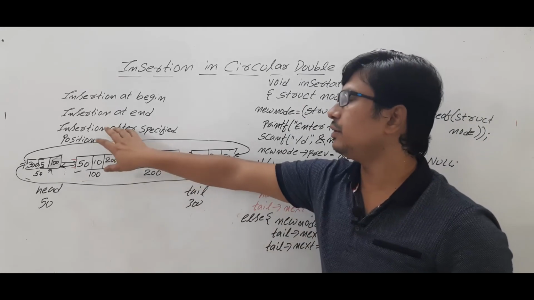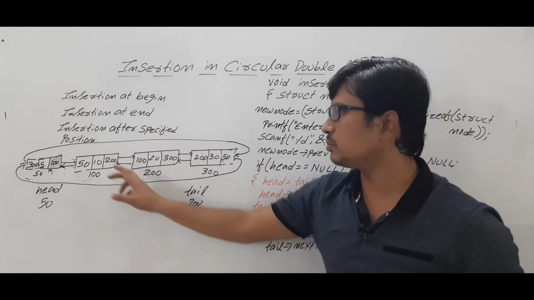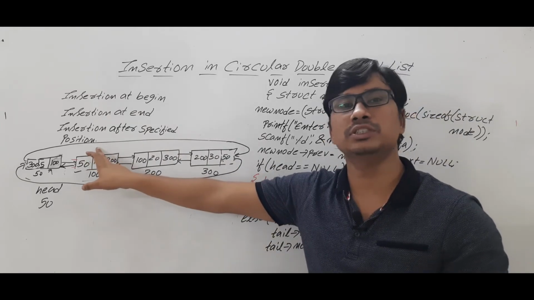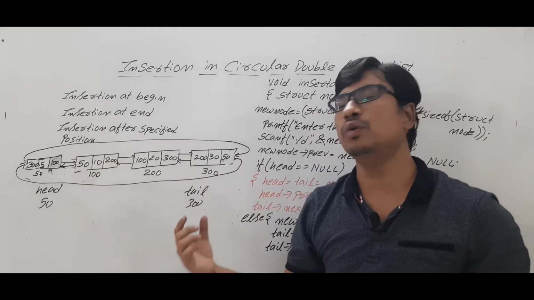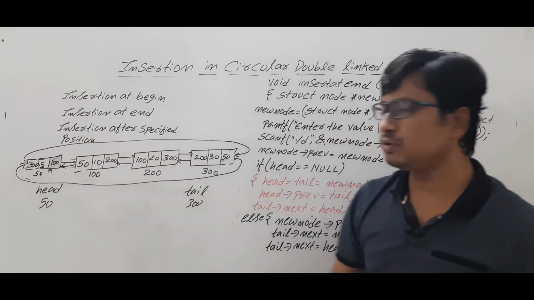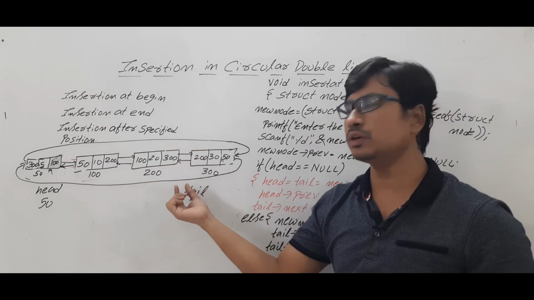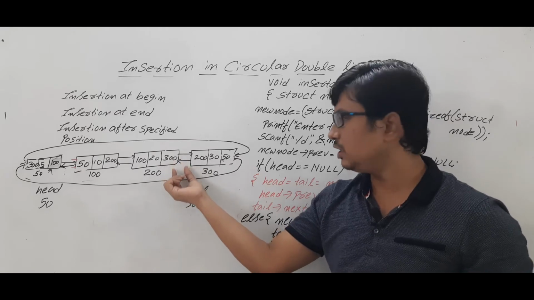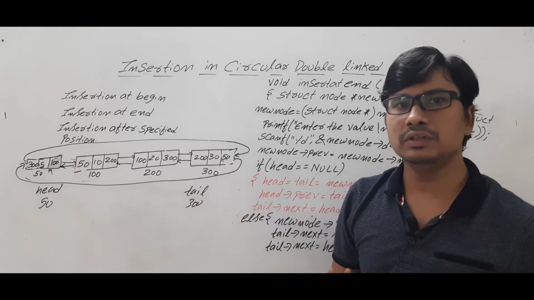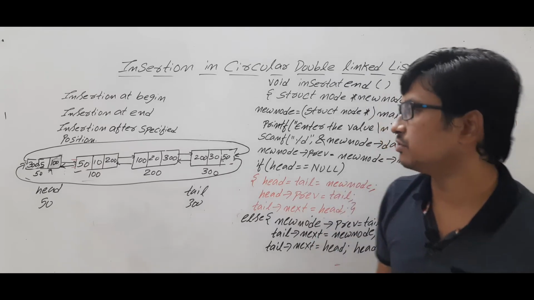Now the user wants to insert a new node after a specified position. Suppose the user has entered the position 2. After the second node he wants to insert, so in between these two nodes he wants to insert. Suppose the user says position is equal to 3. After the third position he wants to insert, so after this node he wants to insert the new node. That is the way we will insert the new node after a specified position.